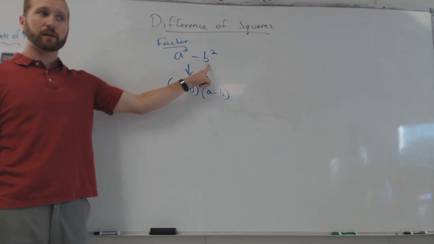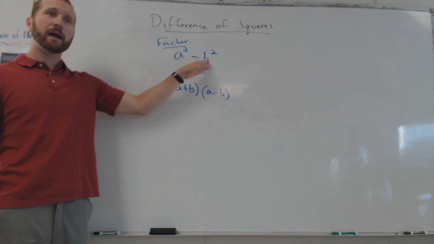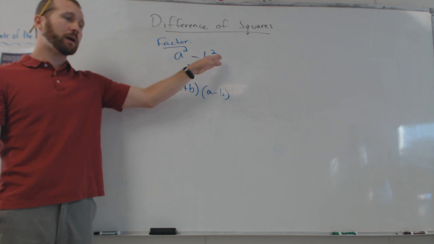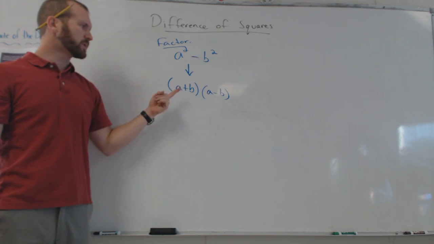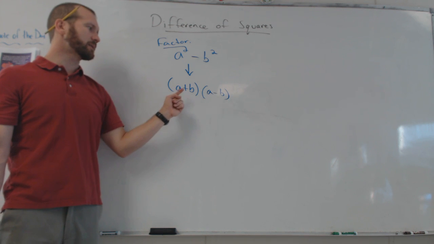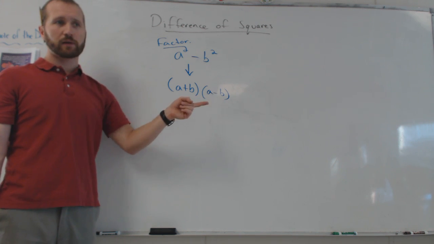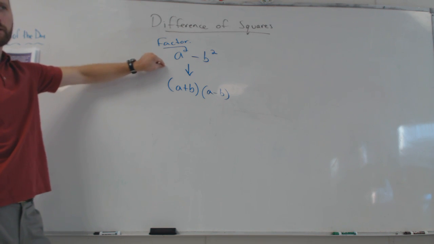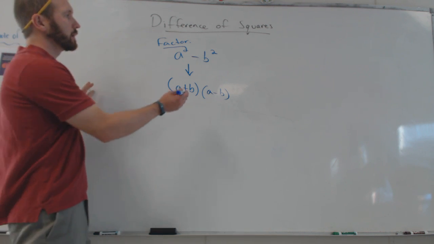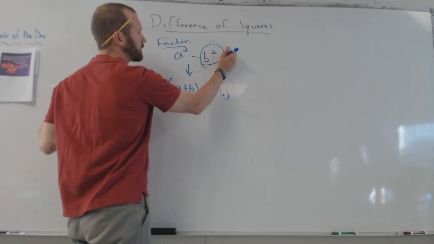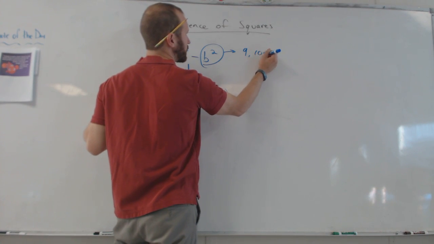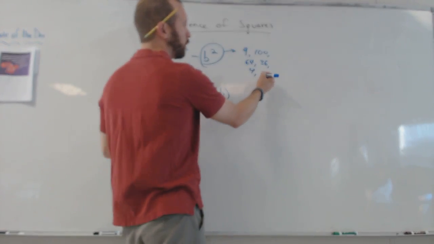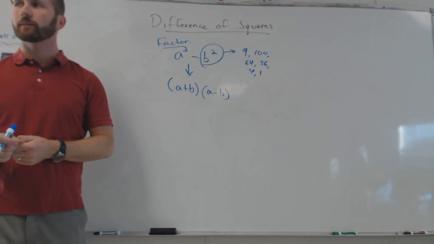So like the examples we just did, this might be 9, but 9 is 3 squared. Or it might be 100, but 100 is 10 squared. So we had x plus 10, x minus 10, x plus 3, x minus 3. And so sometimes you'll see the difference of squares written out like this. This is kind of like the generic case, but typically this is actually a number. So this might be 9 or 100 or 64 or 36, 4, 1. Right? It's usually going to be a perfect square.